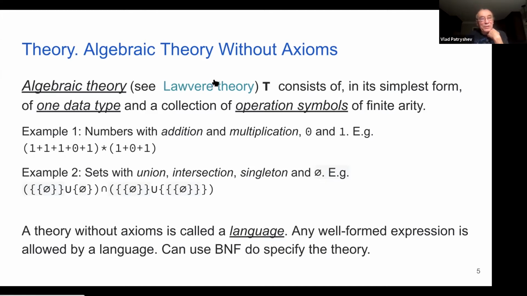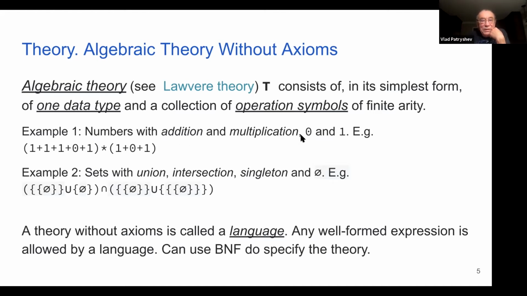Lawvere is a great mathematician somewhere in Albany, New York, I believe. So an algebraic theory, T, consists of just one data type and a collection of operation symbols of finite arity. Finite is important. So here's an example, numbers with addition and multiplication.